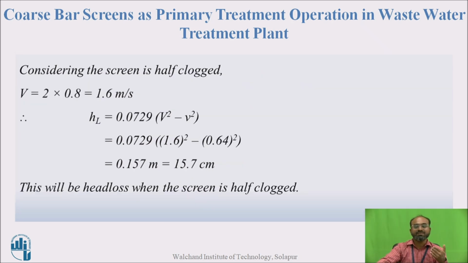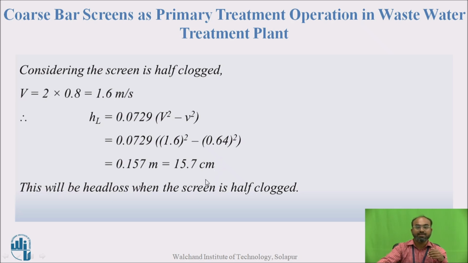But what will happen if we assume that screens are half clogged? At that time, your velocity through the screening would be doubled. Why? Because your cross-section area is half, but your flow rate is the same. And when I keep Q is equal to AV, automatically my velocity should be doubled. So 2 multiplied by 0.8, which is coming about 1.6 meter per second. Again I will keep this value into the formula, and I will get the head loss about 0.157 meters or 15.7 centimeters.